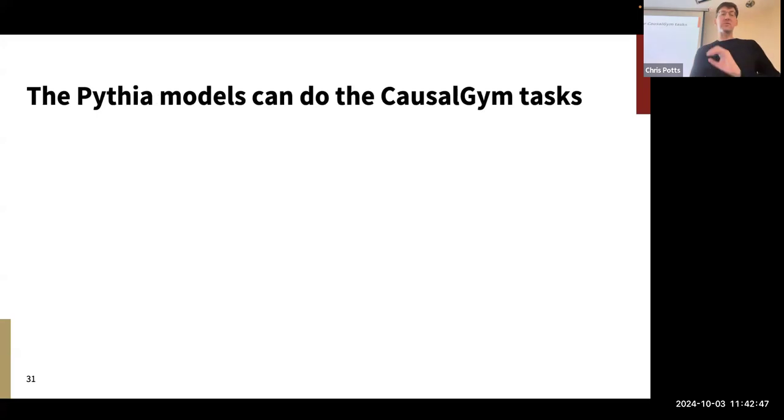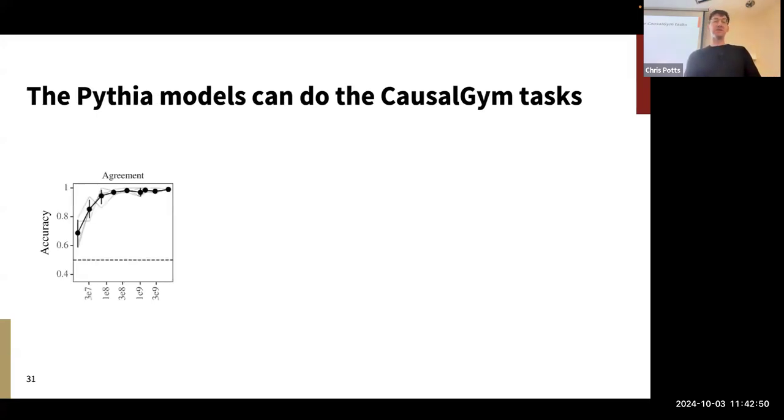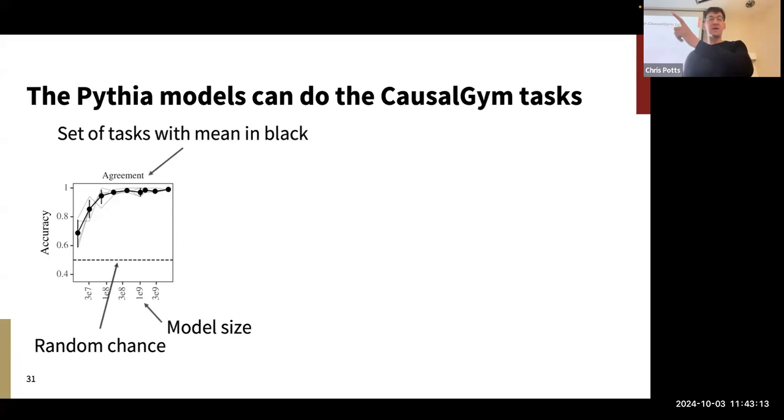First, I want to just establish for you that the Pythia models can do the causal gym tasks. Here's a little framework for this. I've got accuracy on the y-axis and model size on the x-axis, going from 70 million to 7 billion. And each panel is going to show an aggregation over a bunch of tasks in the same family. So this is the agreement tasks here. Random chance is that dotted line, and this is a set of tasks with the mean in black. And so you can see here that even the smallest models do okay at the agreement tasks, and the largest models just fully solve them, which is kind of where we want to be if we're going to understand how they manage to be successful.